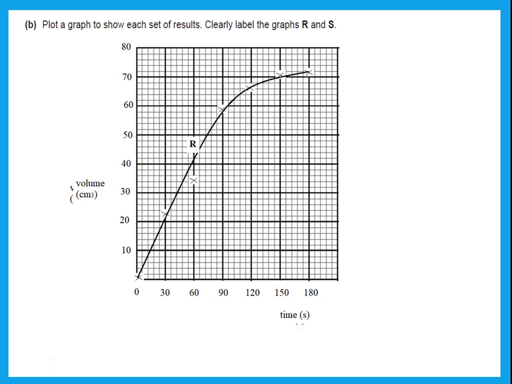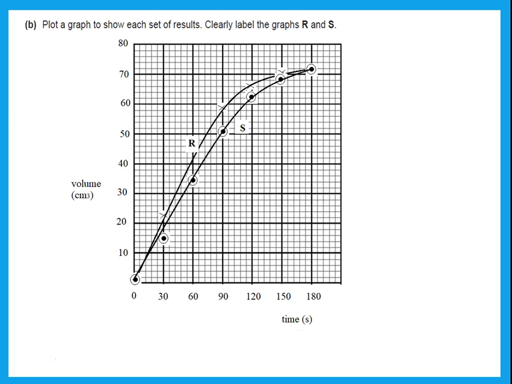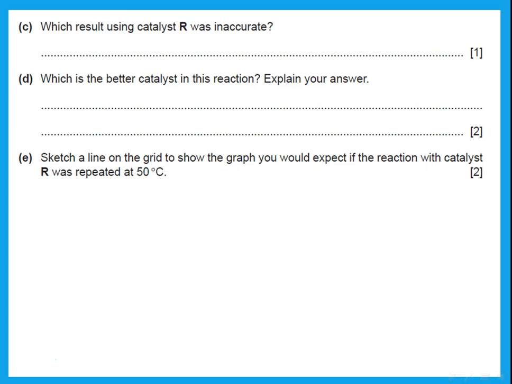Okay, so once I have done one of them, then this graph is all x's, and I label that this is graph R, and then I plot the other graph. So here it's a dot with a small circle, and I label that S. So this is my graph as it should look. Okay, now which result using catalyst R was inaccurate? Of course, the one that is inaccurate was the one away from the curve, so that was actually at 60 seconds.